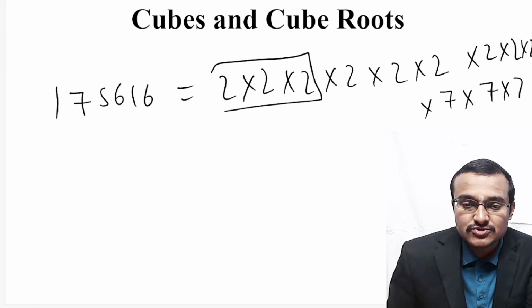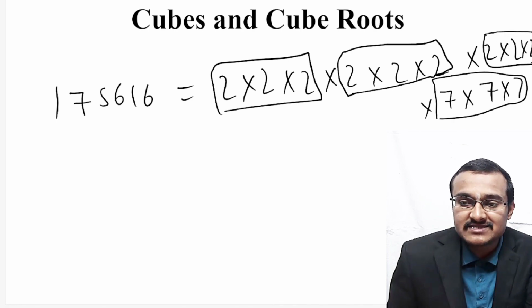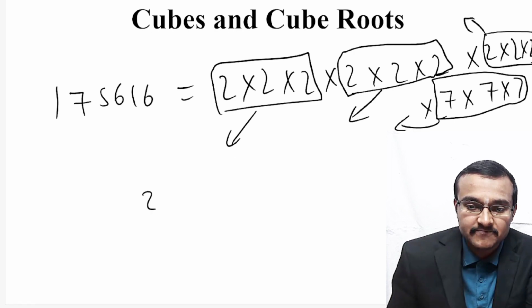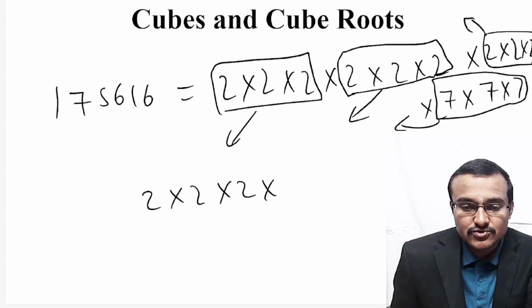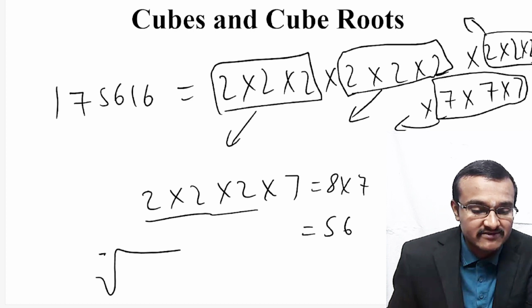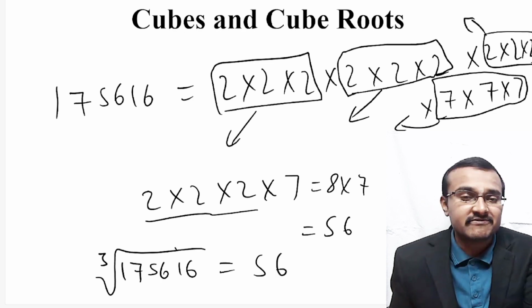So here these 3 2's can group with each other, these 3 2's can group with each other, these 3 2's can group with each other. So here these 3 7's can group with each other. Take 1 2 from here, 1 2 from here, 1 2 from here, and 1 7 from here. So it will be 2 into 2 into 2 into 7. So 2 2s are 4, 4 2s are 8. So it will become 8 into 7. So 8 7s are 56. So the cube root of 175616. So this is the symbol of cube root. So cube root of 175616 is actually equal to 56.